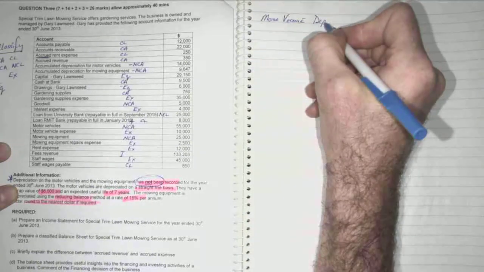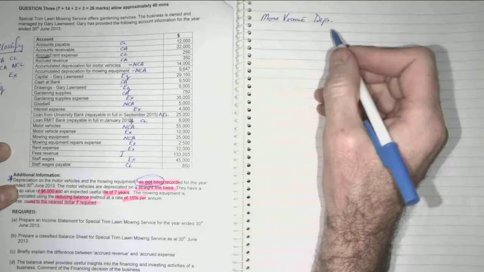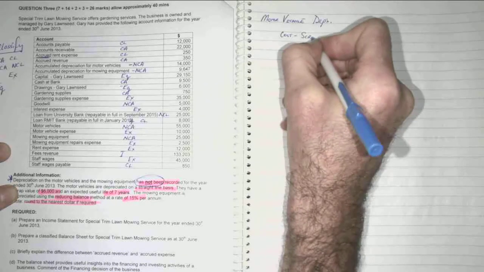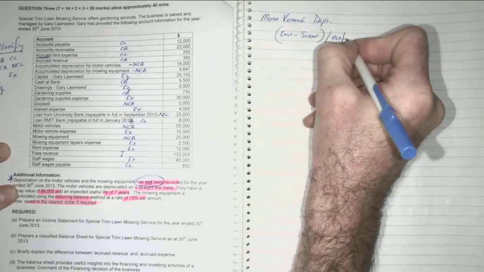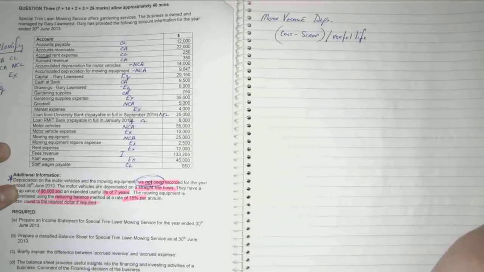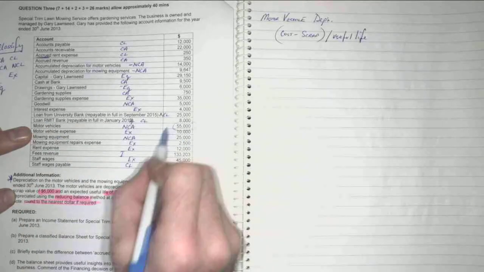So my motor vehicle depreciation is straight line. Now my straight line calculation is cost minus scrap divided by useful life. So let's see if we can work out what the cost is. My cost of my motor vehicles is up here, it's 55,000.